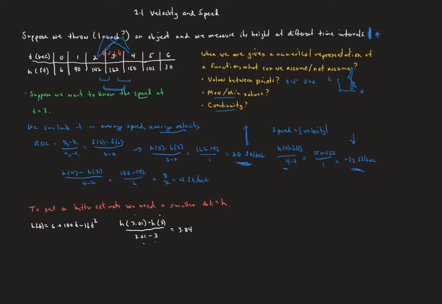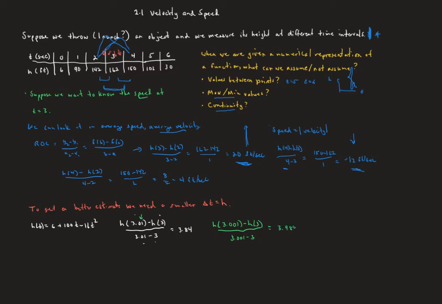Now, we could improve that, we would think, even more if we chose an even smaller difference between the place where we want to estimate the velocity at time 3, and the distance away from that we're going to use. So if we did something like h of 3.001 minus h of 3 over 3.001 minus 3, then if you put that on your calculator, I believe you'll get 3.984.